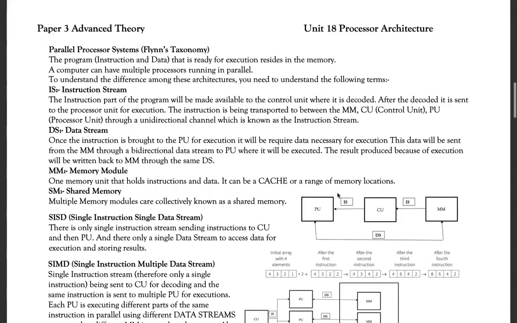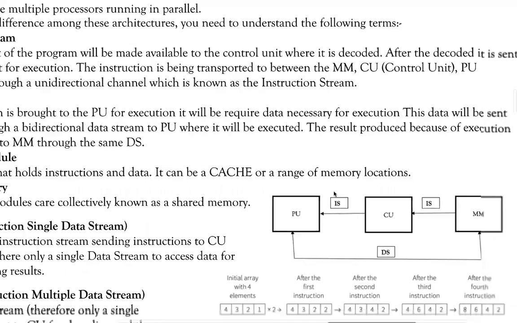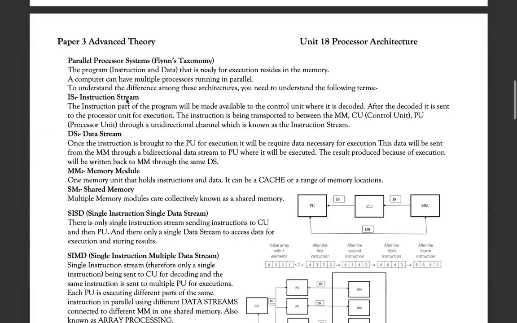First of all, we see this term written here as IS. This IS basically refers to the instruction stream. Then we have something referred to as the DS, which is the data stream. And then we have the memory module, the shared memory. All of these are mentioned here, okay?